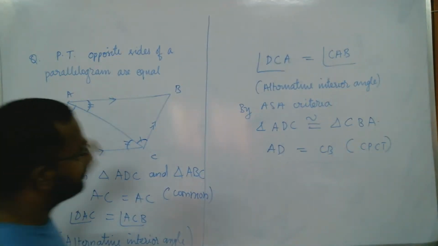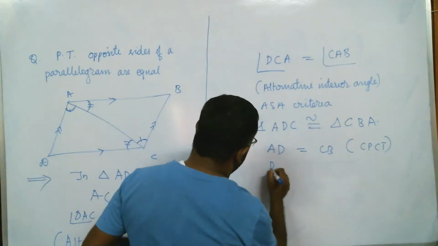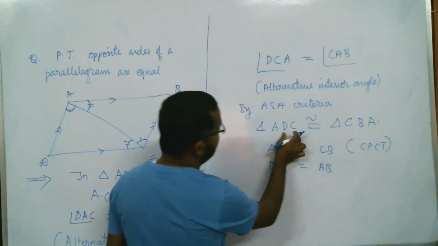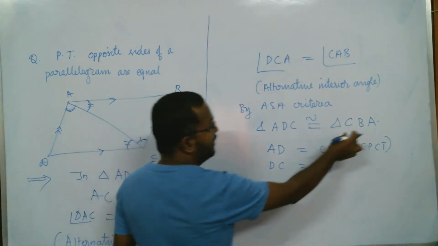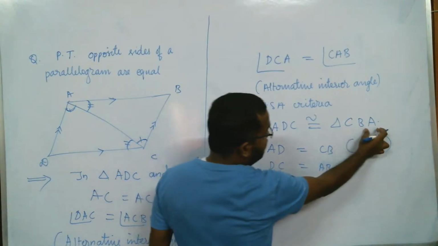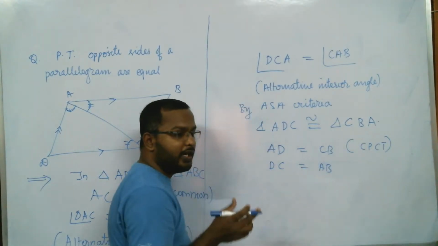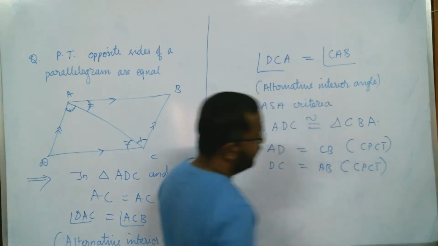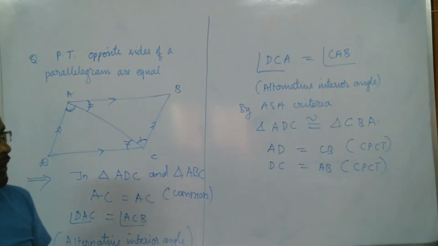In the same way, DC is equal to AB. DC is the last two letters, and BA or AB are also the last two letters. These two are equal. Why are they equal? By CPCT, corresponding parts of congruent triangles.